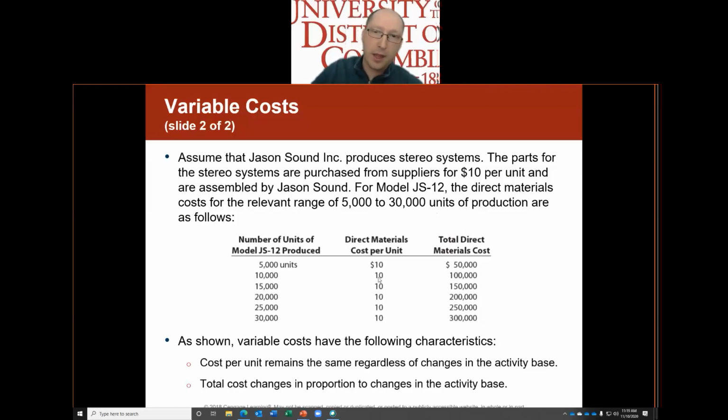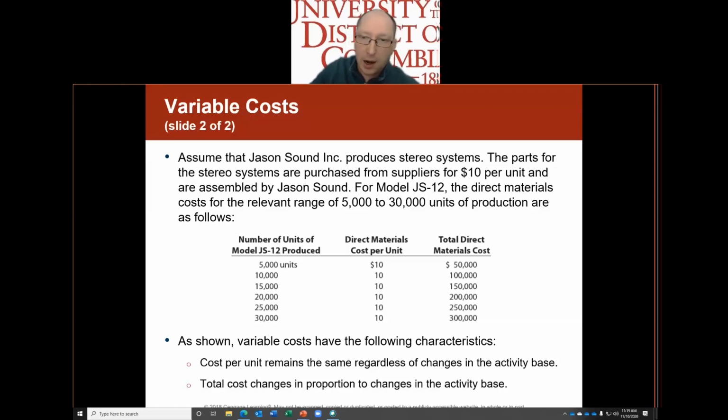Notice this. The direct materials cost per unit never changes. It does not change based off of the numbers I produce. It's still going to be $10 a unit. It doesn't matter whether I produce 5,000 units or 30,000 units. It's still $10 per unit, okay?